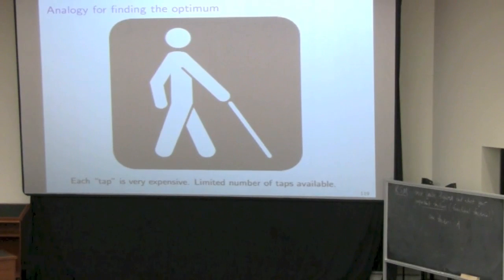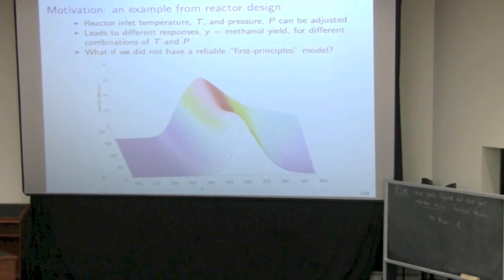We're going to be like a blind person, and we want to climb non-linear, complex slopes. We want to climb slopes that look something like this. This is an example from Reactive Design 3K, where they were optimizing the methanol yield. You took 3K with me last year. We were optimizing the methanol yield when we were changing pressure and temperature in the reactor. There's a non-linear surface that tells me where my optimum is.